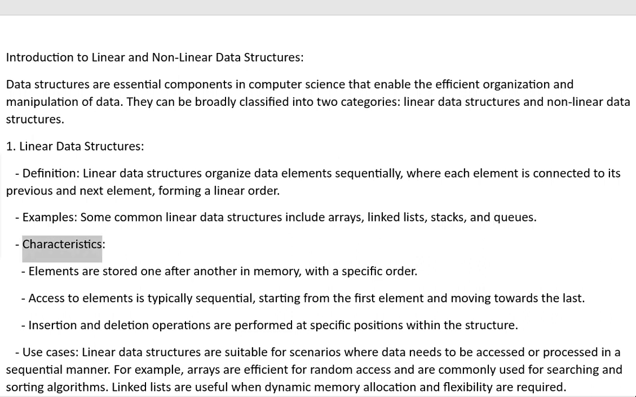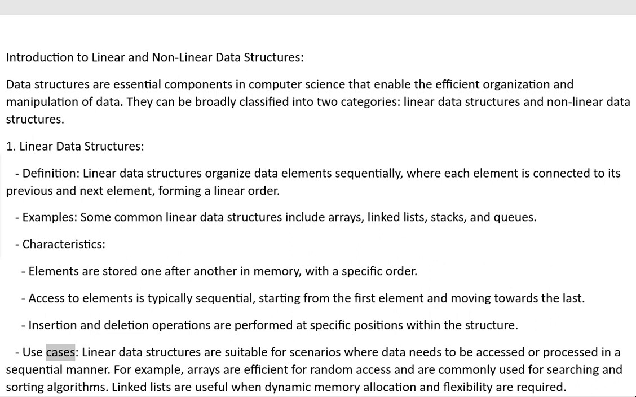Characteristics: elements are stored one after another in memory, with a specific order. Access to elements is typically sequential, starting from the first element and moving towards the last. Insertion and deletion operations are performed at specific positions within the structure.